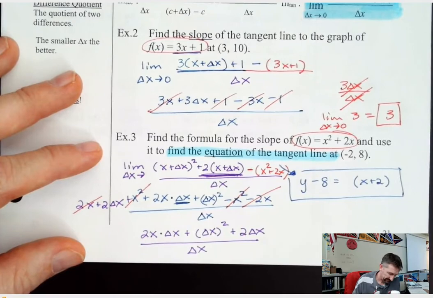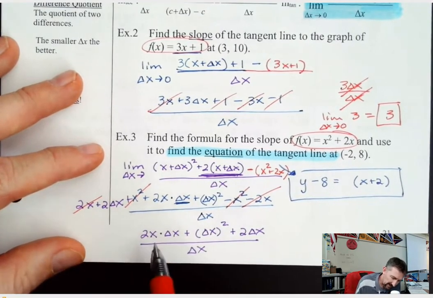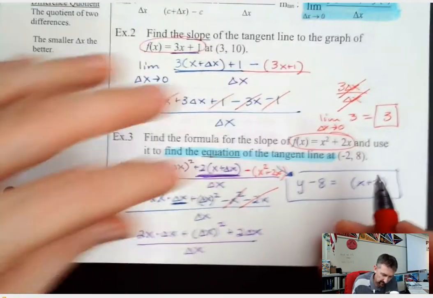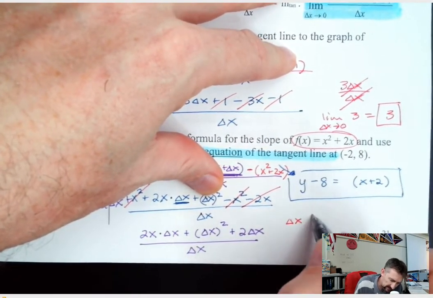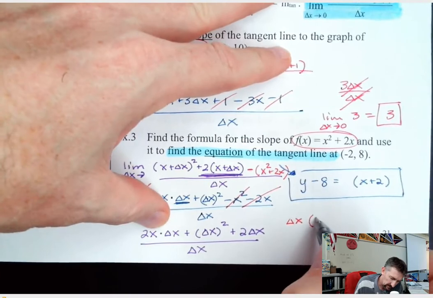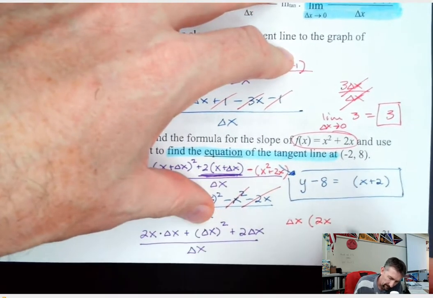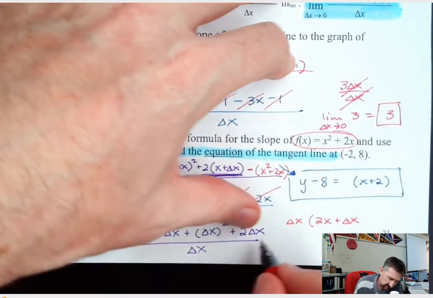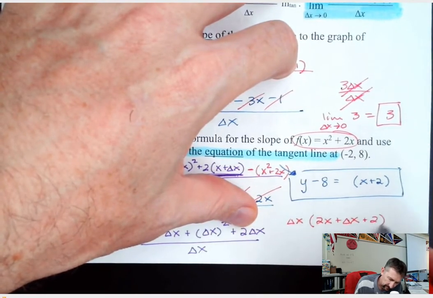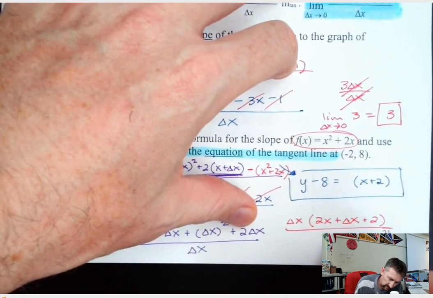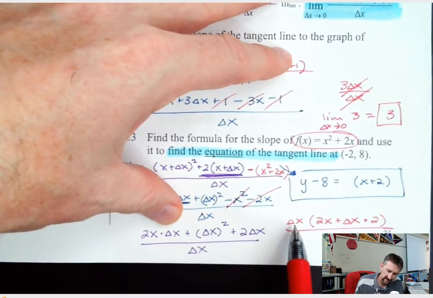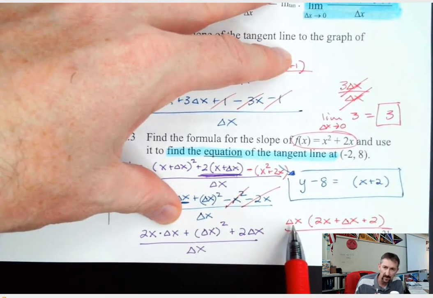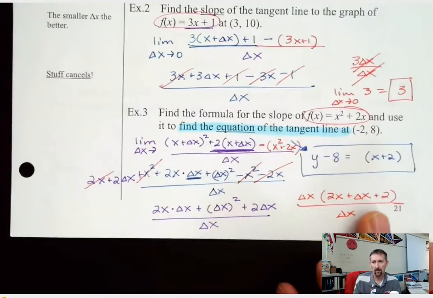Now, we can factor out a delta x out of all three of those things. So that's going to give us delta x times 2x plus delta x plus 2, all over delta x. So there are three terms here, and all of them have a delta x in them, so I can factor that out. Okay?